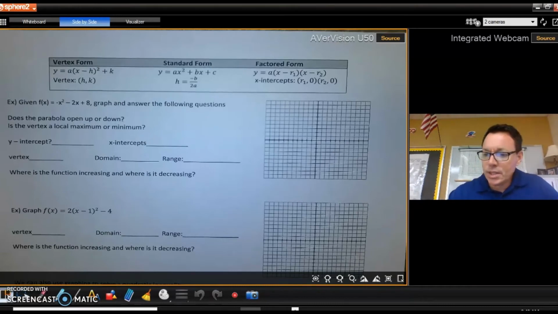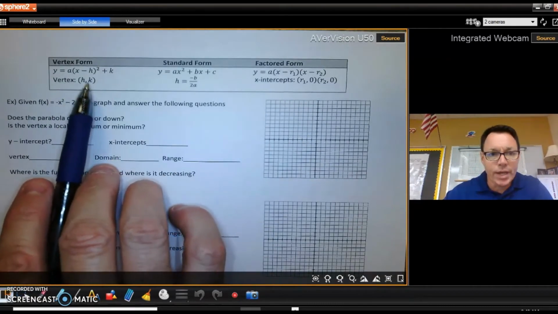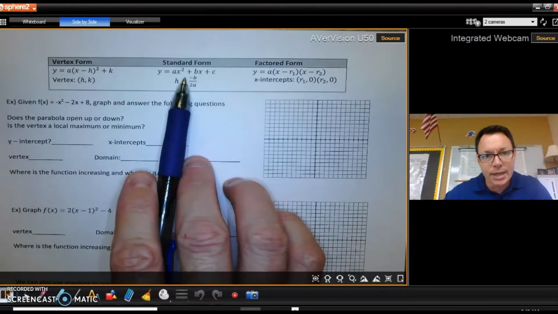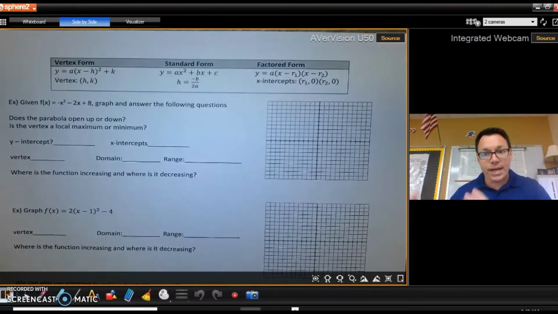All right, so let's take a look at the back here. Now, at the very top, you're going to see different forms of a quadratic. So this is the vertex form. This is called standard form. We talked about that. And then there's factored form, which is just taking standard form and then factoring it, okay?